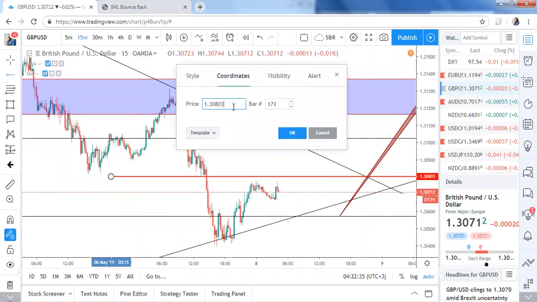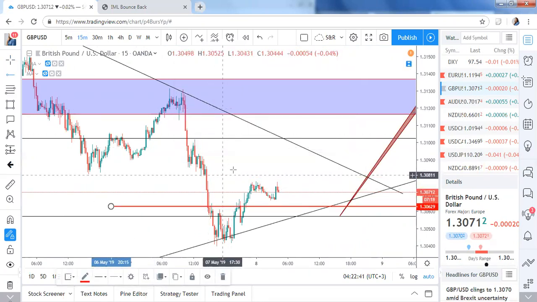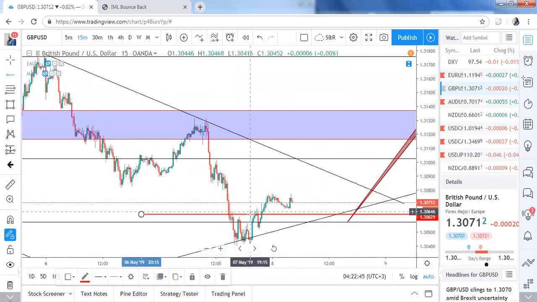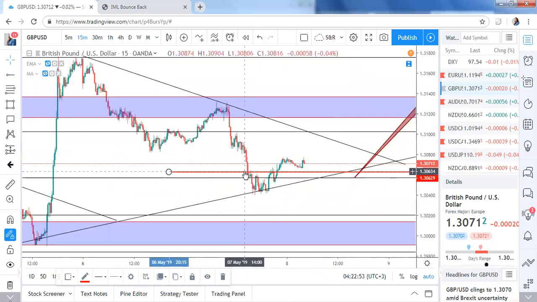Good. All right. So this red line here is where you see Bounceback is calling the buy from, right? Which you can see as well above now.